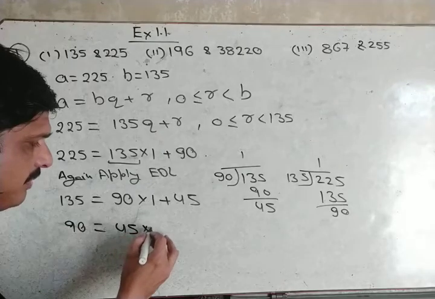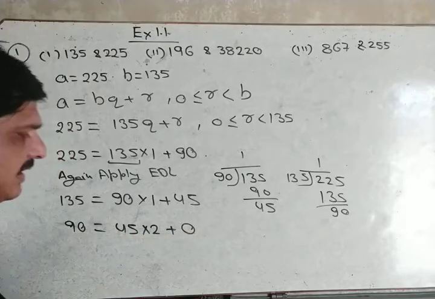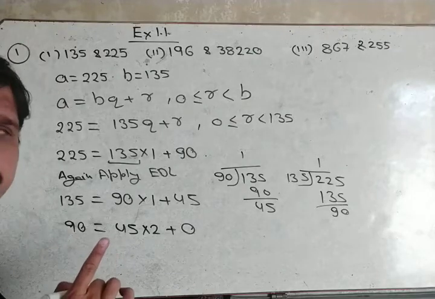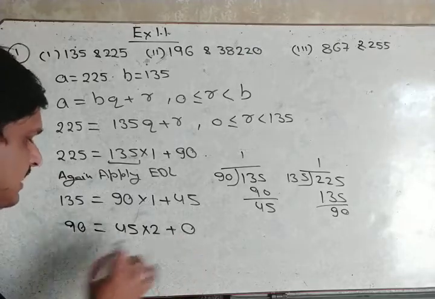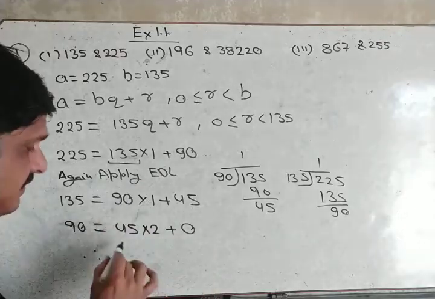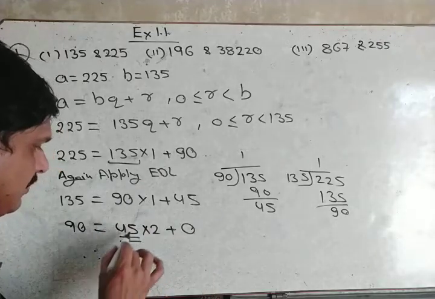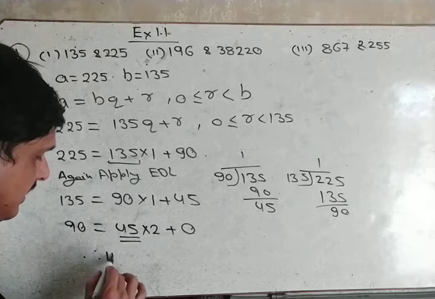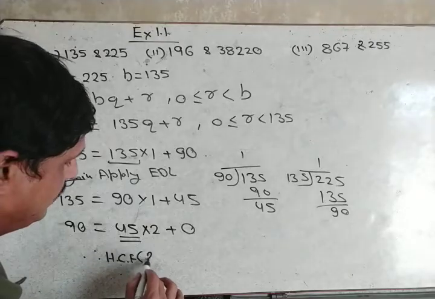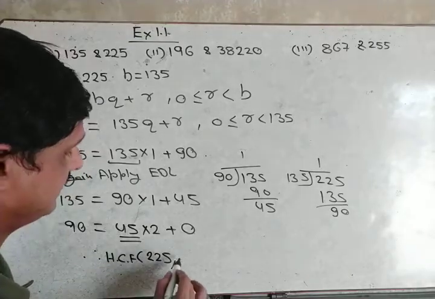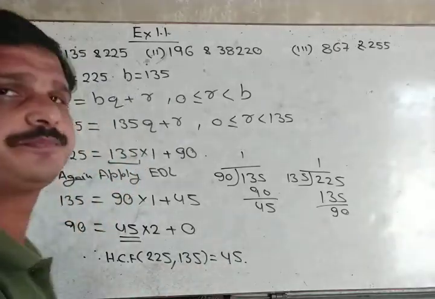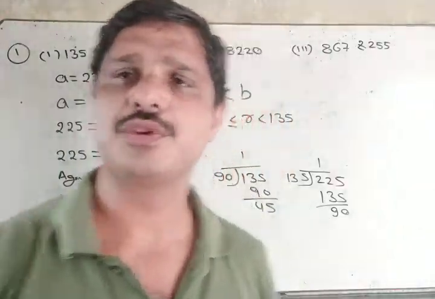And you know that 90 can be divided by 45 completely. Since R is 0, that divisor is HCF. Therefore 45 is HCF. So you can write: therefore, HCF of 225 and 135 is 45. Please pause the video and note it down.